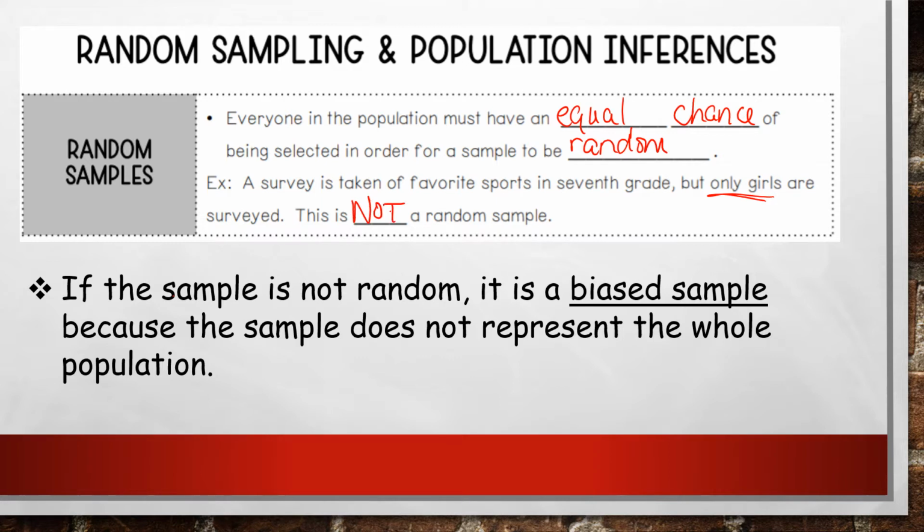So you have random samples or you have biased samples. If it's not a random sample, it is biased, because a biased sample is one that does not represent the whole population, like this one in the example.